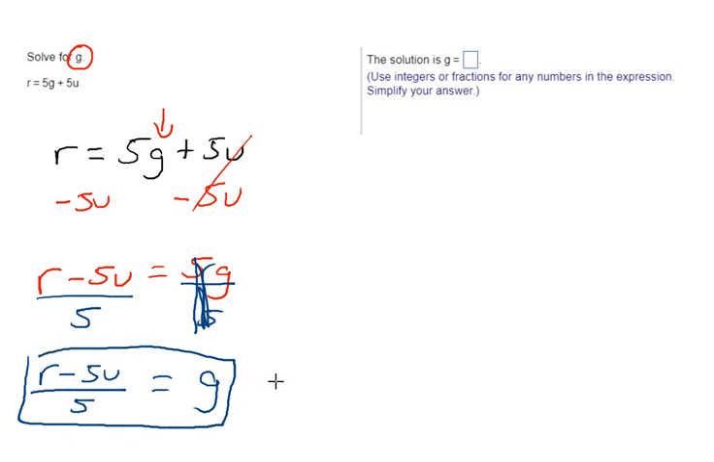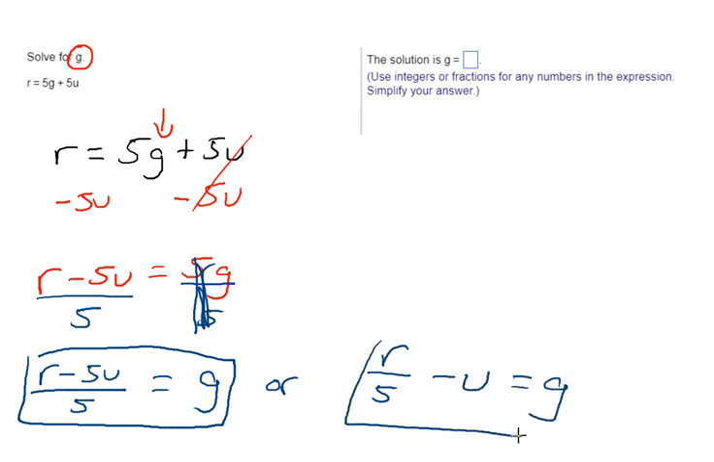You could also write it like this, and depending on how you go about the problem, you might come up with the answer in this form. It'll be r over 5 minus u equals g, and that would be the same thing, and Math Excel would accept this as the correct answer as well. So you can just leave it like this, but if you did things a little bit differently and came up with this, that's going to be okay as well.